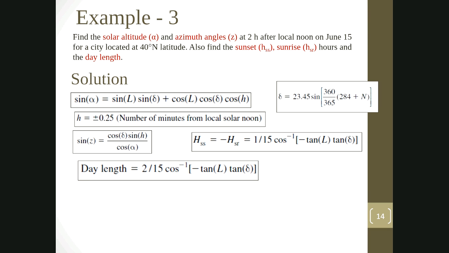Equal to 40, we have it. Delta, please can you calculate delta? How much is it equal? N first, what is N? What is N in the year? You have the table. What is the number N in the year?